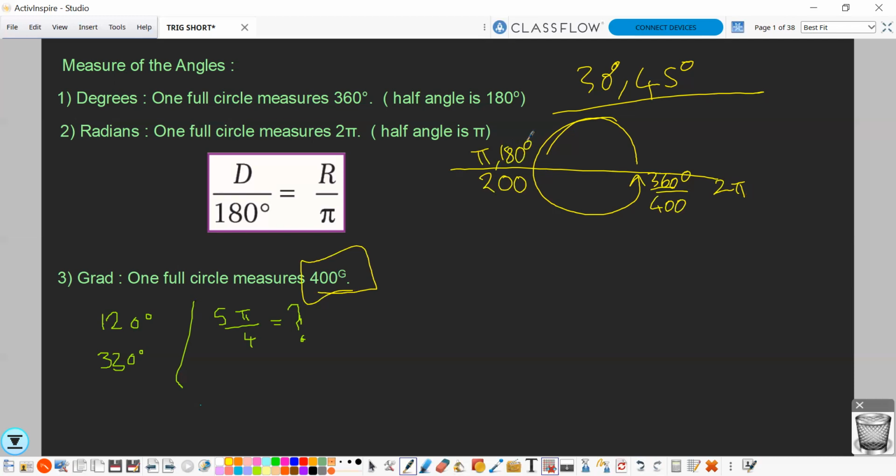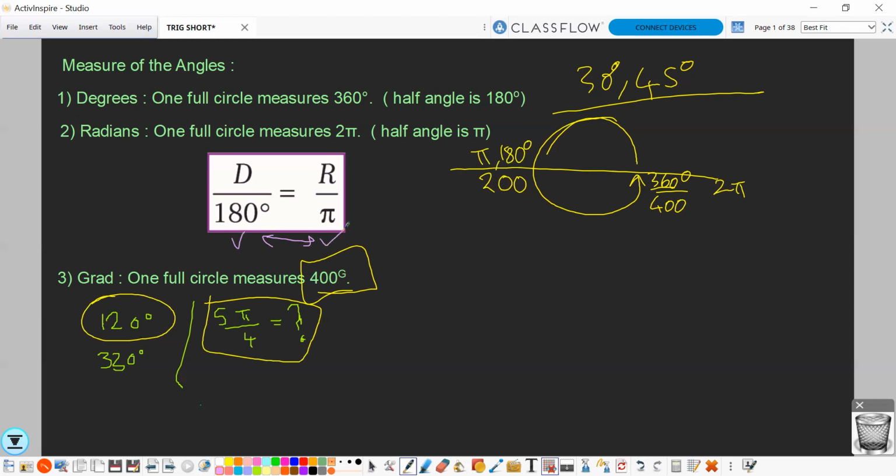There are types of questions where we want you to convert 120 degree into radians, or this is an angle in radian form and we want you to convert it into degree form. For these angles, you need to know this relation: half circle is 180 degree, and half circle is 1 pi.